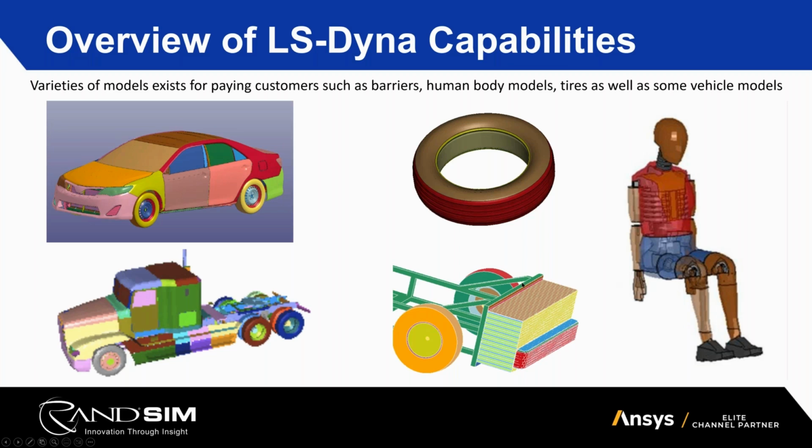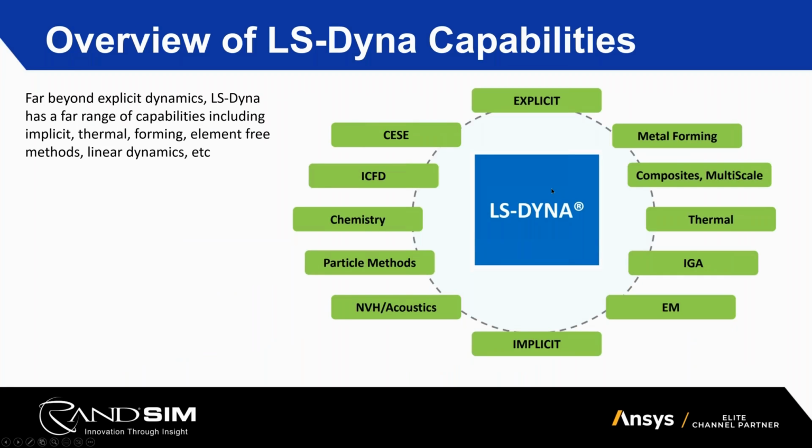So these are the things that people have created in the Dyna community to allow you access to these, which helps you with your organization if your goal is to do, say, crash and occupant safety and so forth. But as I was saying, Dyna really is about much more than just explicit dynamics. I think in a lot of ways, if you look at the true range of capability inside Dyna, it's also extremely powerful on the implicit side.